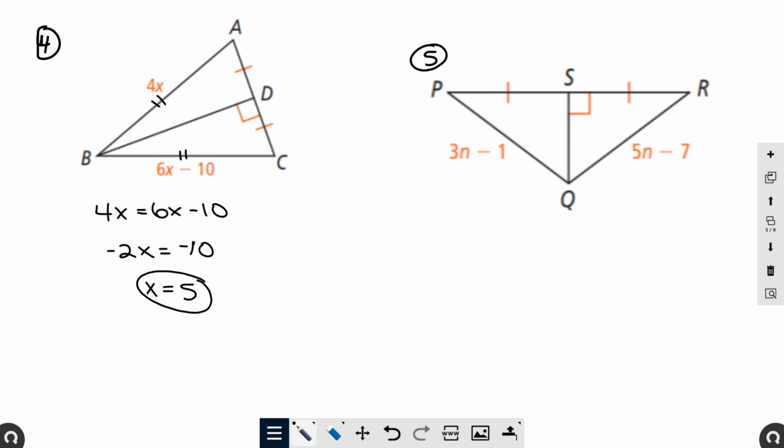All right, what should we do on question 5 here? Equal these two together. I see the perpendicular bisector, so the sides are going to be congruent because they're equidistant. So 3n minus 1 equals 5n minus 7. Now, what would you do to solve that one?